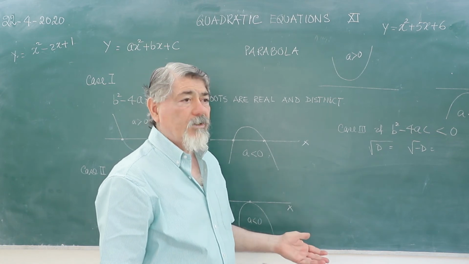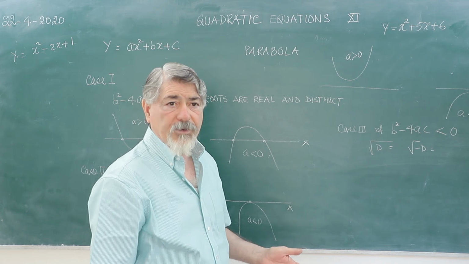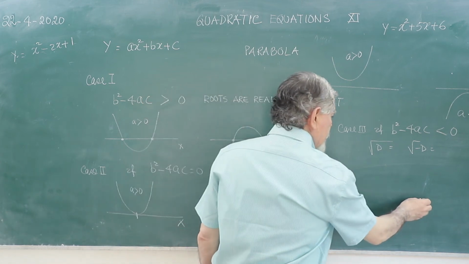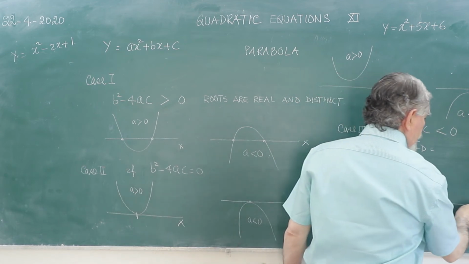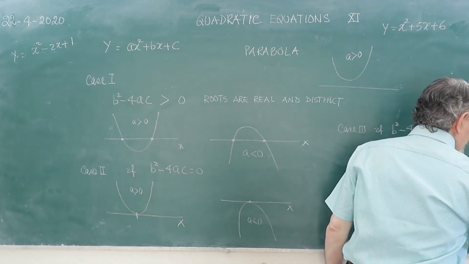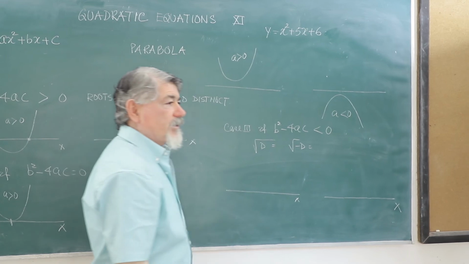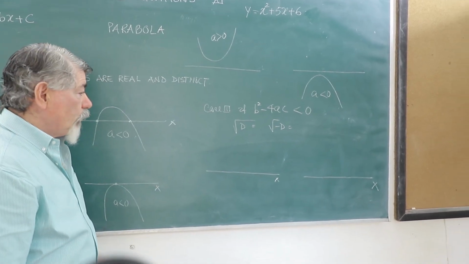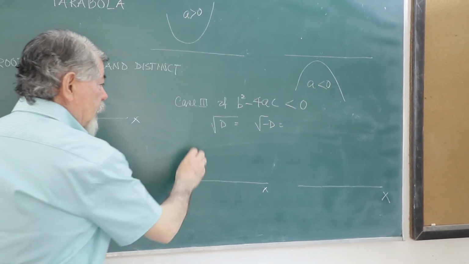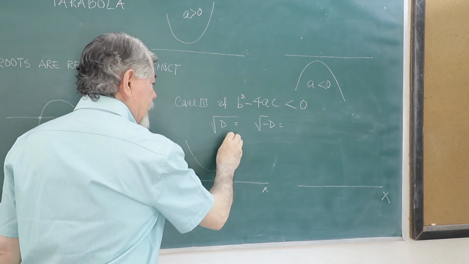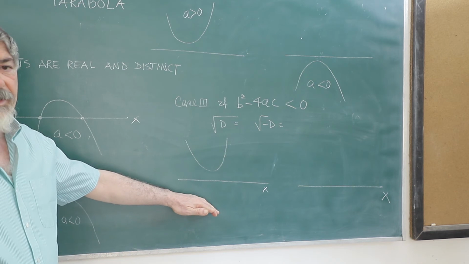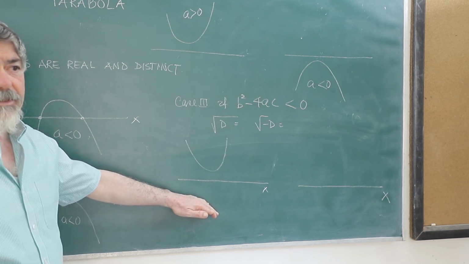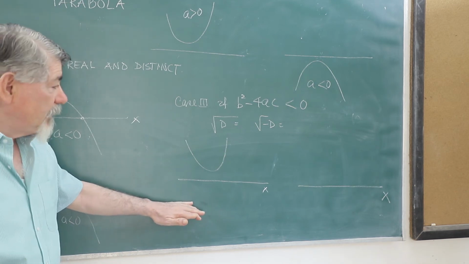So what kind of graph will you obtain if you plot that kind of a curve? Now again I am drawing the x-axis. I am not showing the y-axis; we are not discussing the y-axis just now. What kind of a graph will you get? You will get a curve like this, which doesn't touch the x-axis at all. If it doesn't touch the x-axis at all, that means it doesn't have real values.